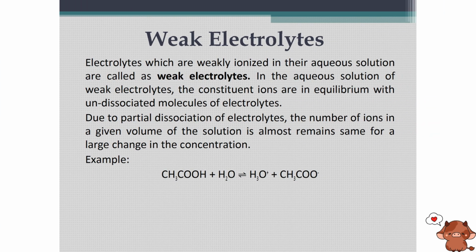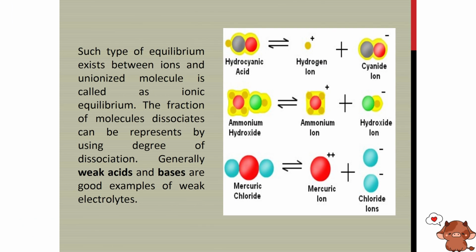Now what about weak electrolytes? Electrolytes that are weakly ionized in their aqueous solution are called weak electrolytes. In their solution, the constituent ions are in equilibrium with undissociated molecules. Due to partial dissociation, the number of ions in a given volume remains almost the same, even with large changes in concentration. For example, acetic acid reacts with water to form hydronium ions and acetate ions in a reversible reaction. This type of equilibrium between ions and unionized molecules is called ionic equilibrium. The fraction of molecules that dissociate is represented by the degree of dissociation.